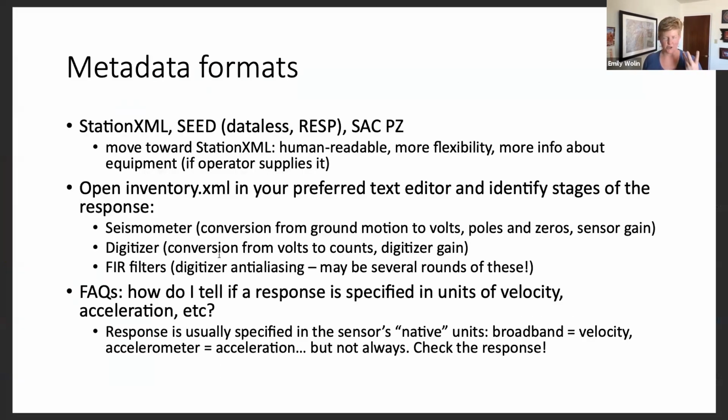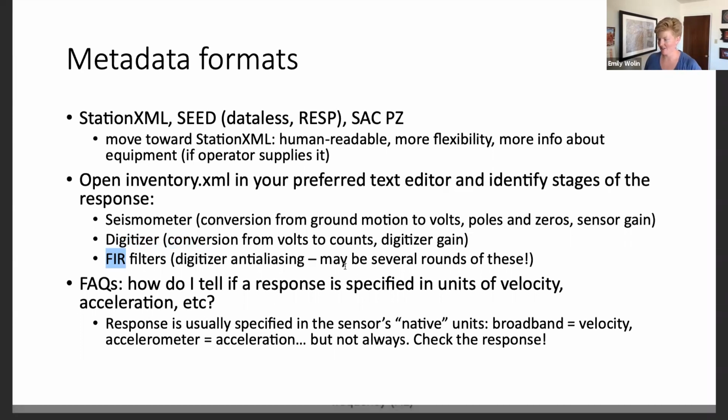So we found three different stages of the response. We had a seismometer, which is the conversion from ground motion to volts, usually specified in poles and zeros and a gain. A digitizer response converting from volts to counts. And then a long list of finite impulse response filters that describe the anti-aliasing filters applied by the digitizer.